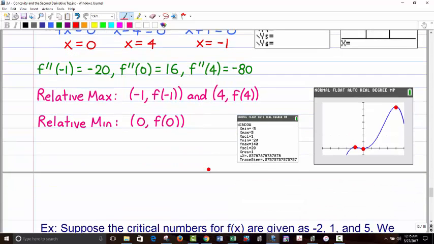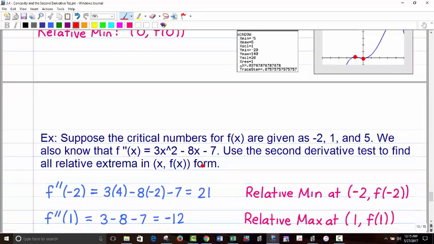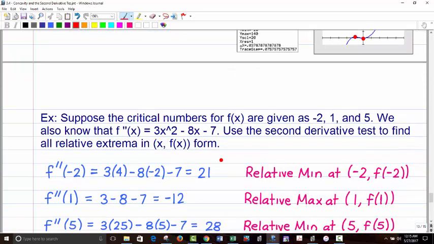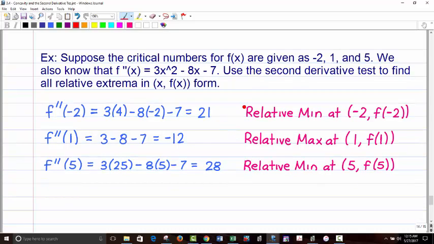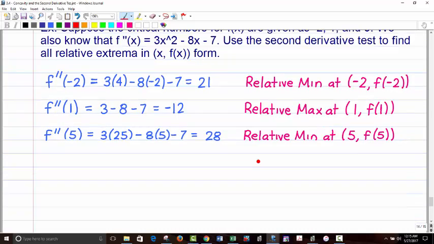Okay, so this is just an interesting idea, relating first and second derivative together. Here's one where I'm just giving you the critical numbers and the second derivative, so can we apply that test? Real easy in this case. You're taking those three numbers and plugging them into the second derivative. And I get negative 2, 1, and 5. Negative 2, I get positive. 1, I get negative. 5, I get positive. So the ones that produce positive, the first and the third one, are giving me mins. The middle one that produced a negative is giving me a max. So two relative mins and a relative max.